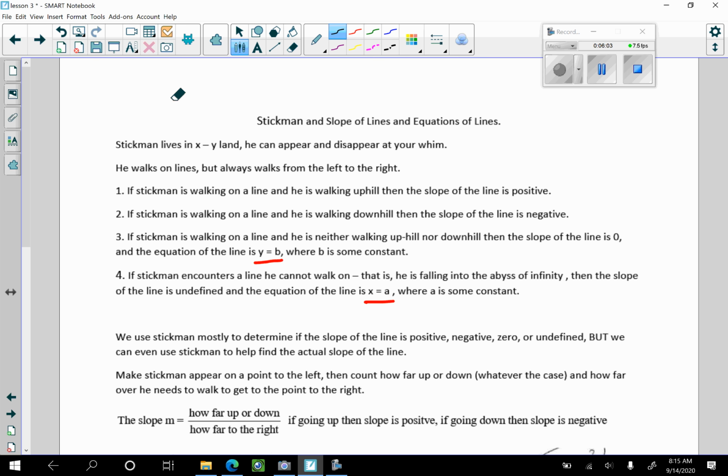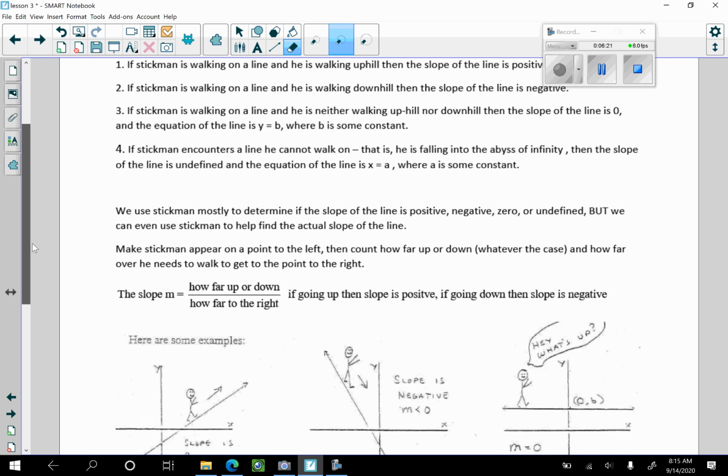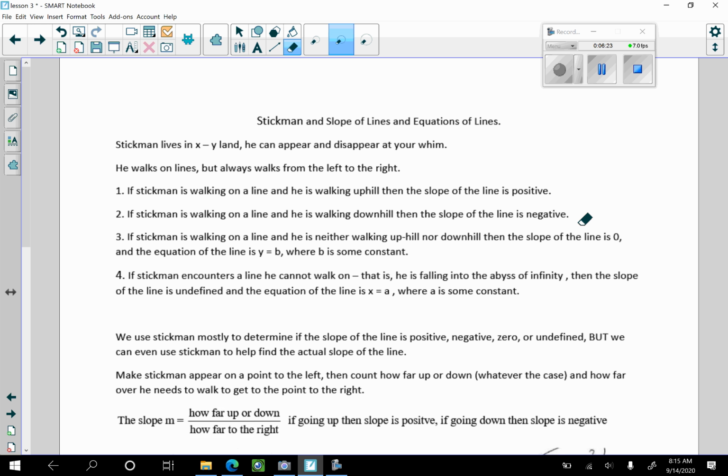Here is Stickman. It is in the back of your book, isn't it? So let's talk about Stickman right now. This is the addendum to Stickman that I made. I don't think this part is on your Stickman. It is? That part's on Stickman.